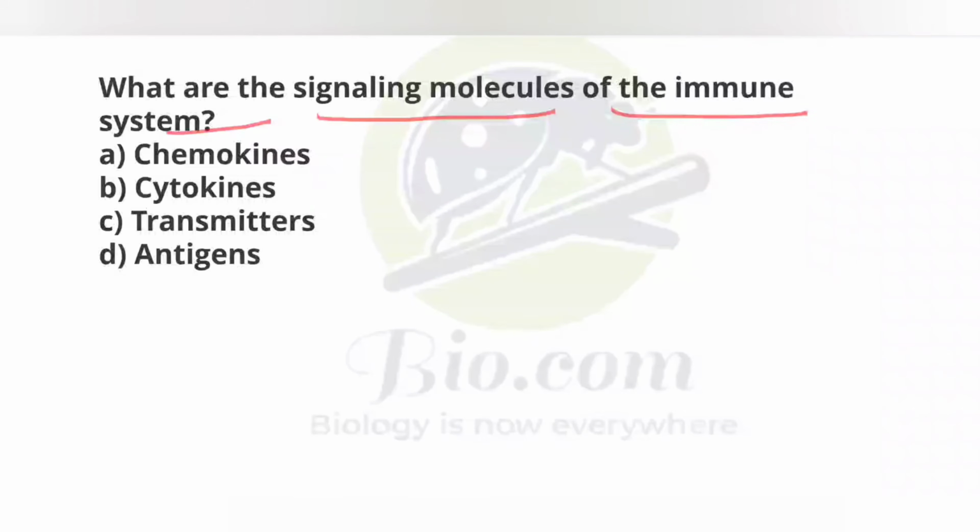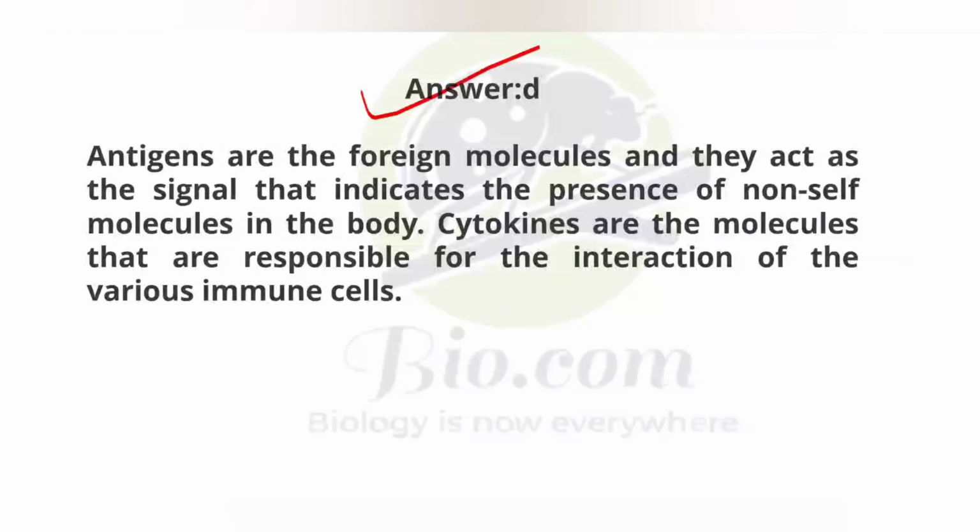So basically the signaling molecules or the initiator of the immune response in a human body is antigens. So the correct answer is option D, that is antigen. Antigens are foreign molecules which act as a signal that indicates the presence of non-self molecules. So these are the responsible factor to initiate the immune response in a body. So the correct option is option D, that is antigen.